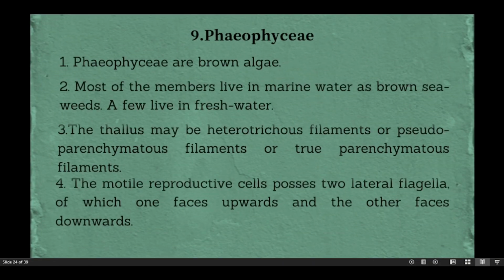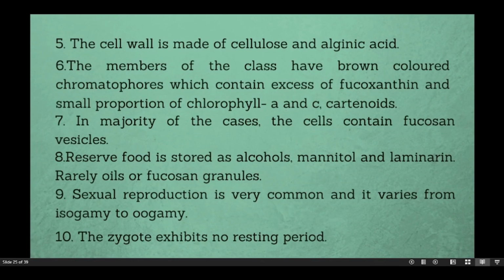Next, Phaeophyceae. Phaeophyceae are otherwise called brown algae. Most of the members live in marine water as brown seaweed. A few live in fresh water. The thallus may be heterotrichous filaments or pseudoparenchymatous filaments or true parenchymatous filaments. The motile reproductive cells possess two lateral flagella, of which one faces upwards and the other faces downwards. The cell wall is made up of cellulose and alginic acid.